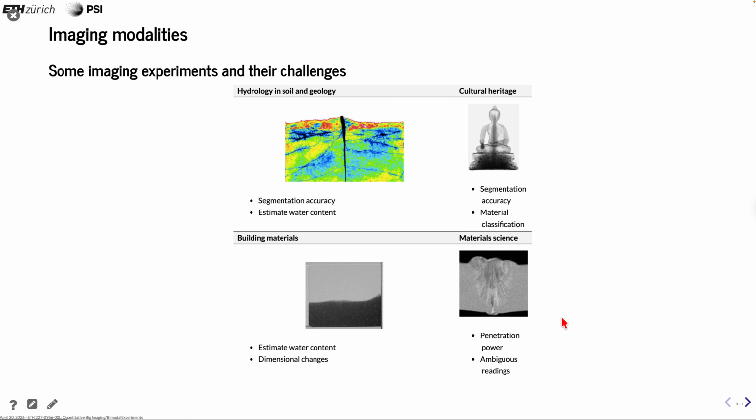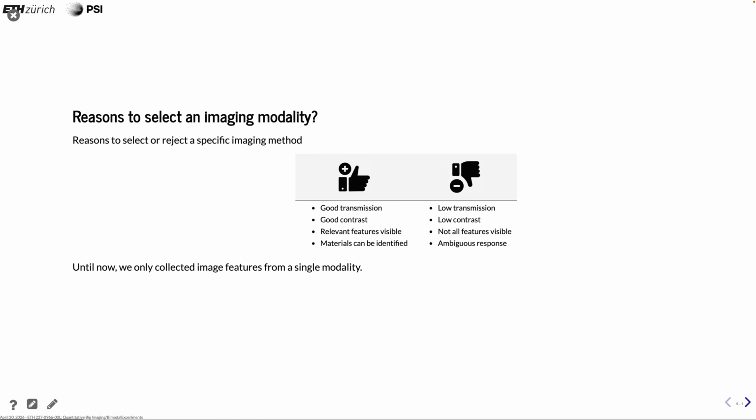Then for material science, it can often be a problem with penetration power. So does the radiation you have chosen really penetrate the sample to a sufficient degree? And there can also be ambiguous readings, so the same contrast is shown for different things, and that can also be a problem that we want to address.